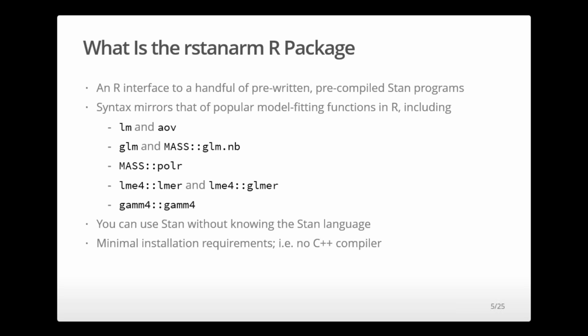And the same convention holds for all of the other R functions that are imitated with the rstanarm package. So there's the aov function for analysis of variance, glm for generalized linear models, and also generalized linear models with a negative binomial likelihood that is available in the MASS package. Both of those have corresponding stan_ versions in the rstanarm package. In addition, stan_polr is similar to the function in the MASS package for estimating models with ordinal outcomes using a proportional odds assumption.